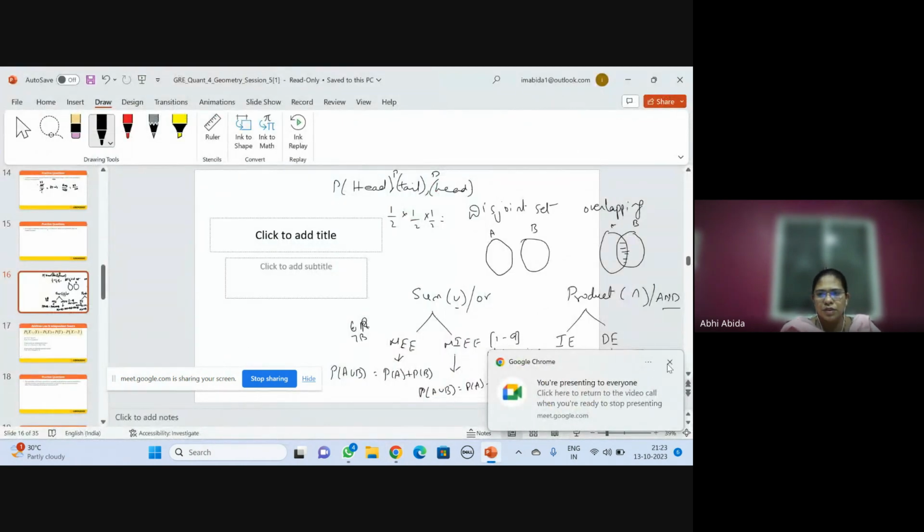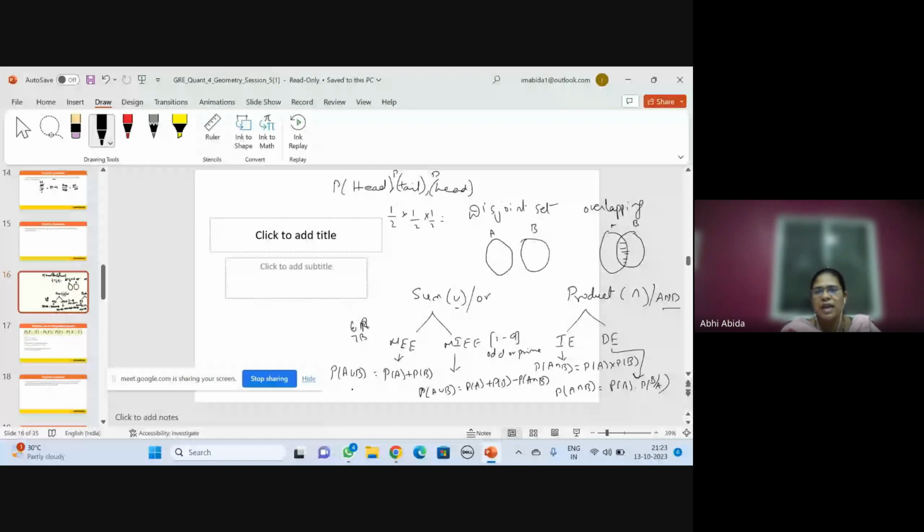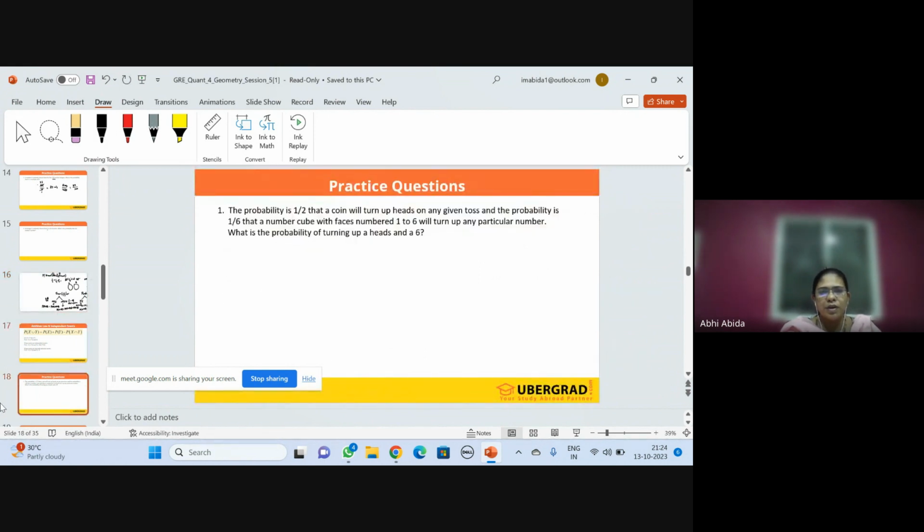Moving towards the questions. So just make a note of all these four. P of A union B, that is union in the sense of addition, P of A plus P of B. Mutually inclusive event, P of A union B, that is P of A plus P of B minus P of A intersection B. If it is an independent event, P of A intersection B is the product of both, P of A into P of B. Dependent event, P of A into P of B given A. Okay. Right. Moving on to the question type.